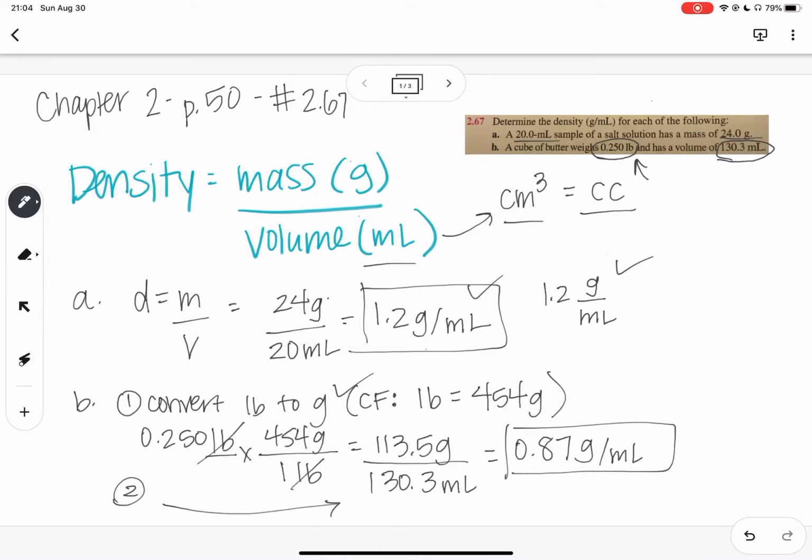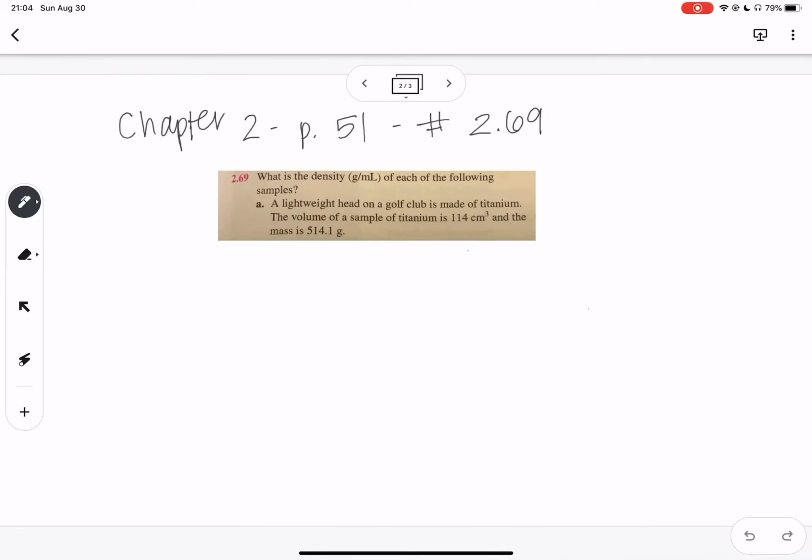Okay, let's go to the next density problem. This one's going to be number 2.69 on page 51 in chapter 2. And here we're just calculating the density of a sample of titanium. So we're only solving problem A here. The reason I chose this problem is because it has the volume in cubic centimeters like I was talking about.